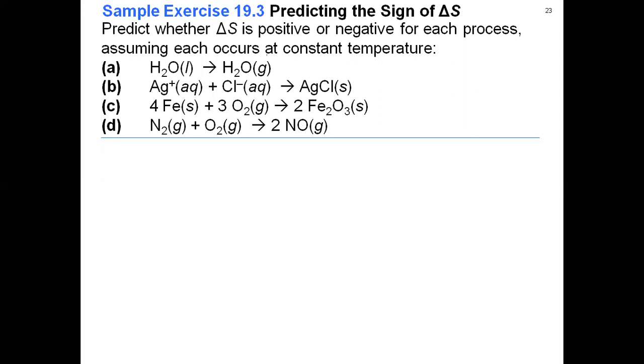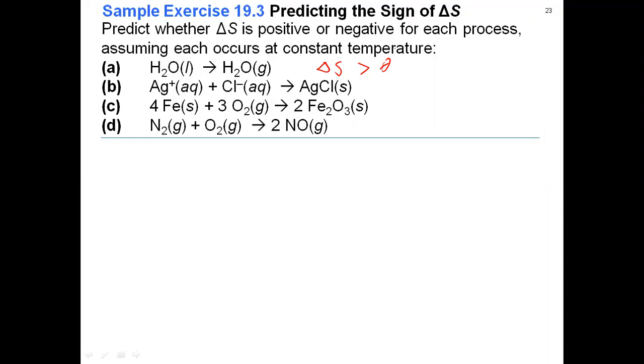So what do you think? In this first process, when we have H2O liquid changing to H2O gas, what will be the sign for delta S? Positive? Yeah, so you got that right. Is that Jared? Okay, so this is positive.